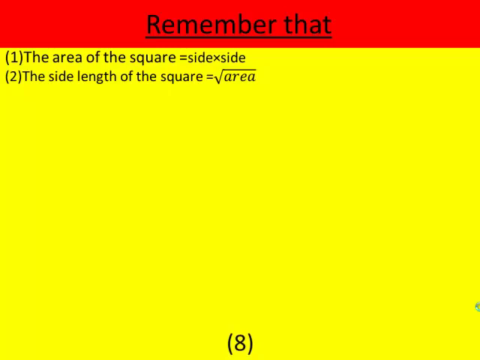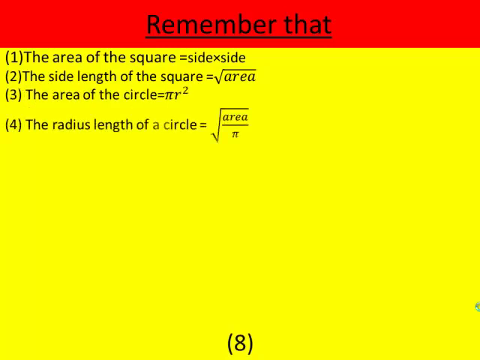Now I want to revise with you some important rules. The area of the square equals side by side. The side length of the square equals the square root of the area. The area of the circle equals pi r squared. The radius length of the circle equals the square root of the area divided by pi.